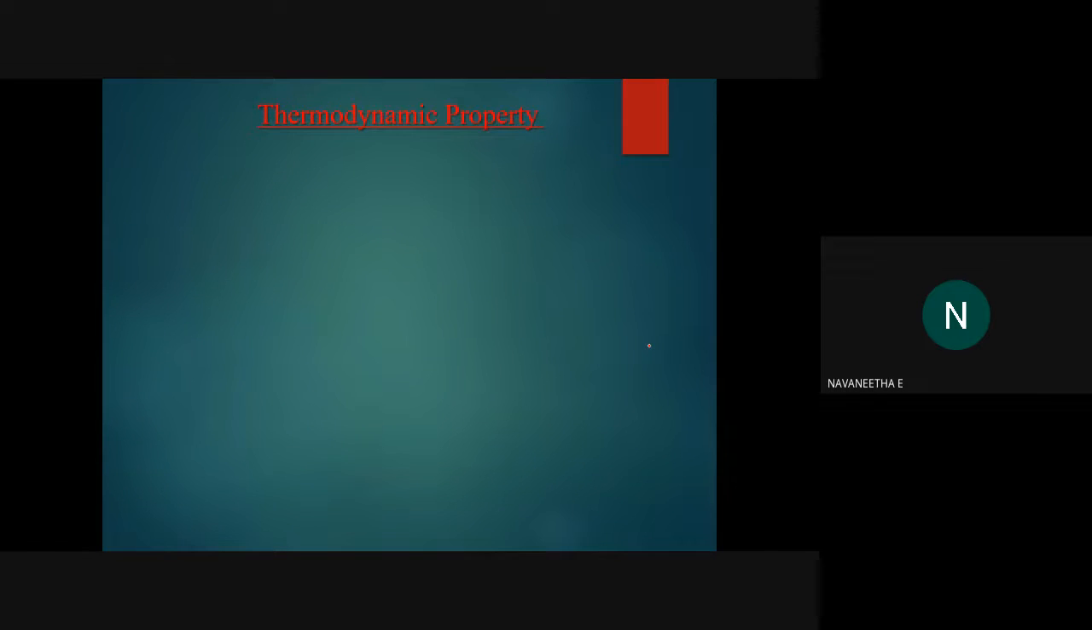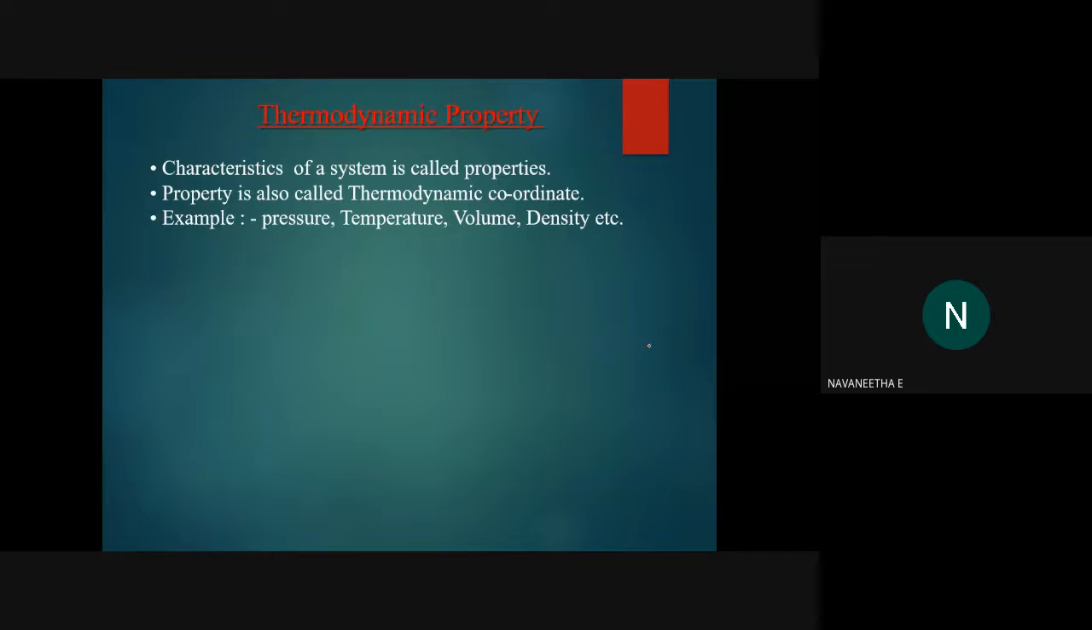So what do you mean by thermodynamic property? Property means characteristics of the system. How can we define the character of the system? The character of the system is called property. Property is also called thermodynamic coordinates. A coordinate system is mainly used to mention or describe any point. So we can say that property is a type of coordinate system in thermodynamics. Examples are pressure, temperature, volume, density, etc.